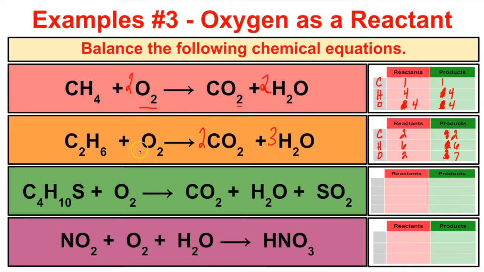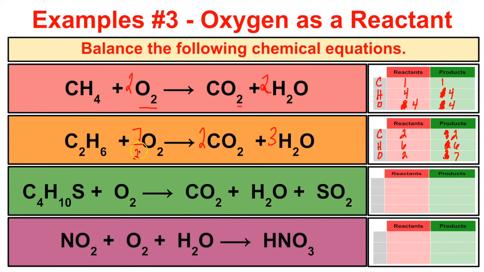So what number times 2 is going to give us 7? Well, that's going to be 3.5, but these coefficients have to be whole numbers. They cannot be decimals. So how can we write this as a whole number? Well, what is another way that we can write 3.5? That's going to be 7 over 2. Right? 7 over 2 is 3.5, and 3.5 times 2 is 7 oxygens, which will now balance this chemical equation.